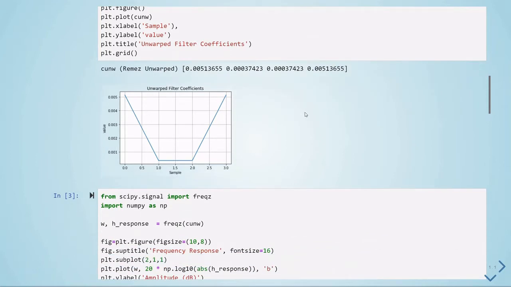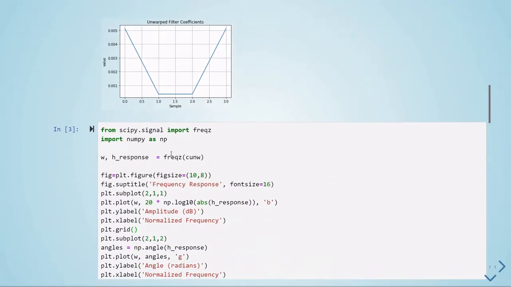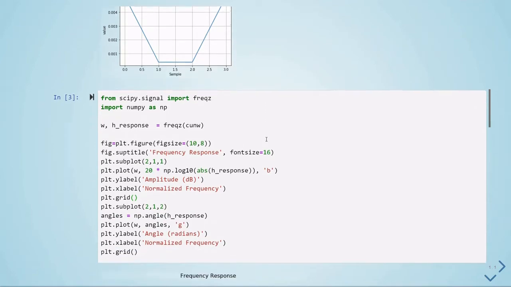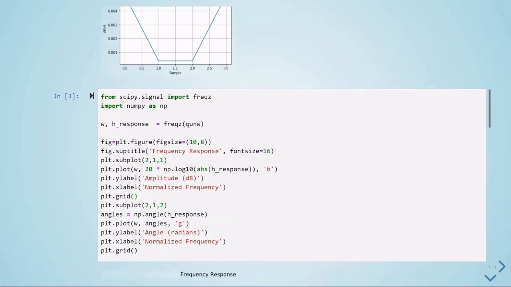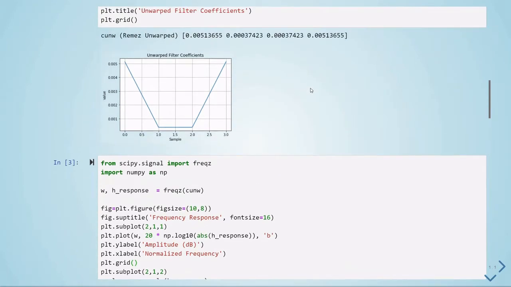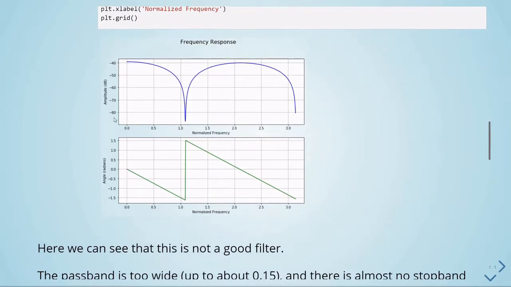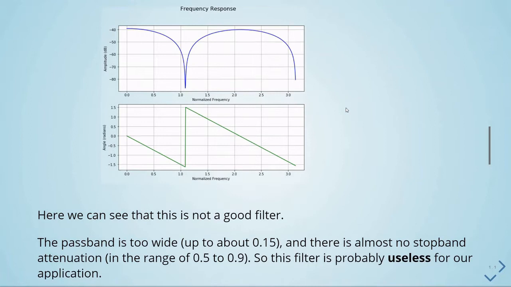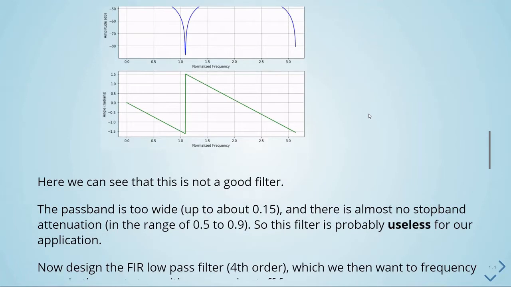We can take a look at the frequency response. So using SciPy freqz, we're plotting here the frequency response of these unwarped filter coefficients, and this is the frequency response. We can see that this is not a good filter. The passband is too wide and there is almost no stop band attenuation. So this filter is probably useless for our application.